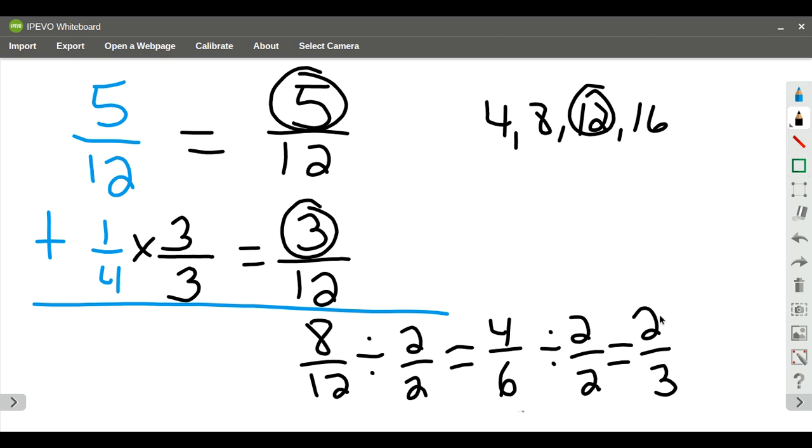So now I'm going to take a look at 2/3 and see, do 2 and 3 have a common factor I can divide by, or a common divisor? And the answer is no. Their common divisor is 1, and I don't need to show my division work by 1 because anything divided by 1 is that value. So my answer for this problem of 5/12 added to 1/4 is going to be 2/3 because it is in simplest form.